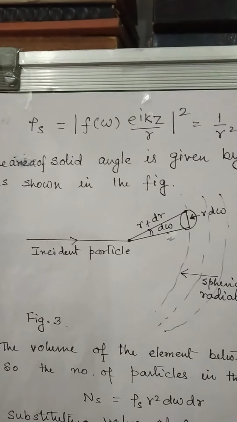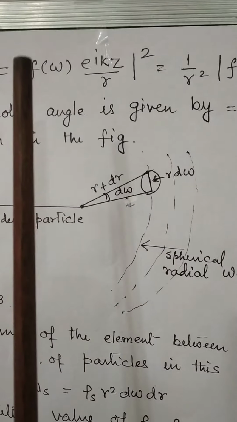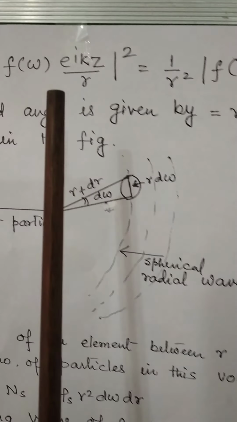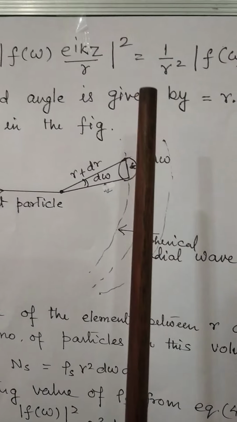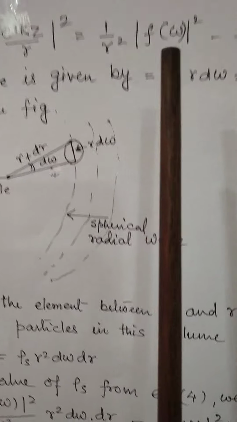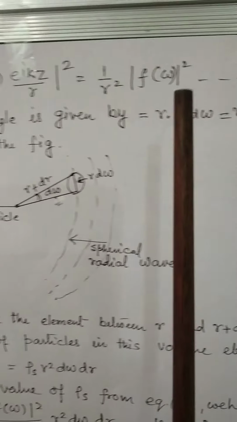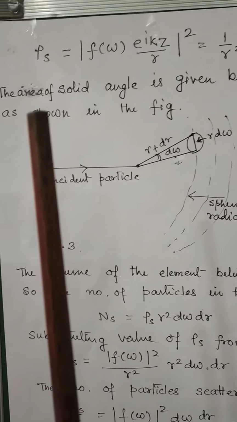So the number of particles emitted per unit time into the solid angle d omega is located in the direction of omega. Hence, the density of the scattered particles rho s is given by rho s equal to the absolute value of f of omega e raised to the power of iota k r by r, whole square. This is equal to 1 upon r square absolute value of f omega whole square.